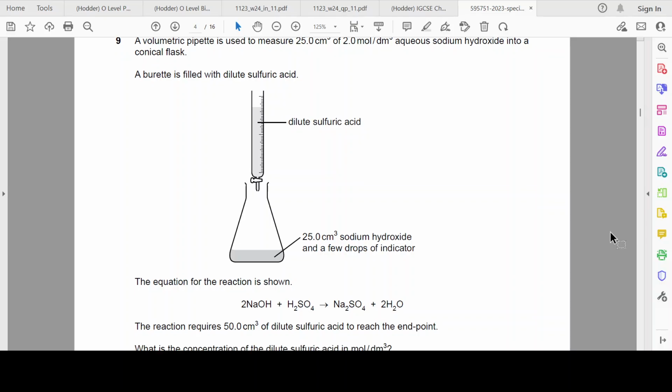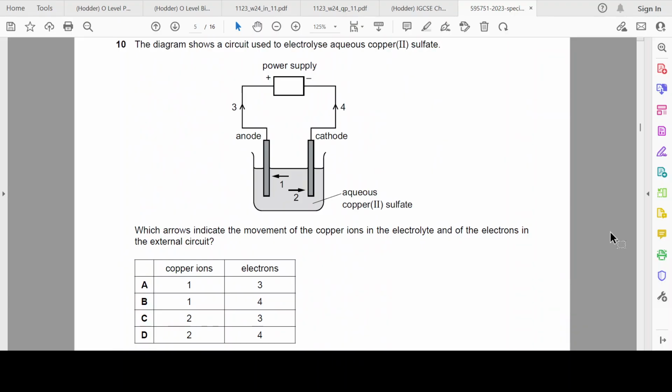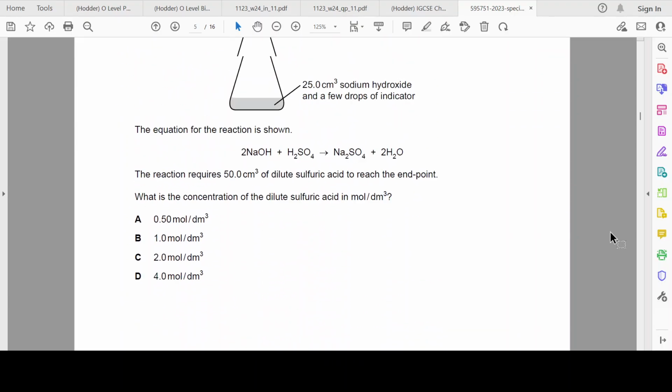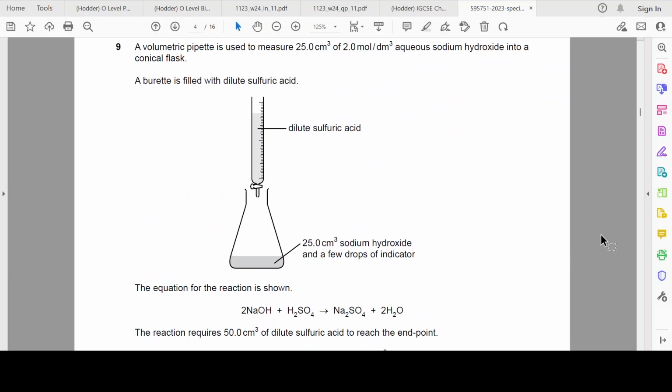Let's try to do at least up till question 10. That's a quarter of the paper. Electrolysis is coming up. Okay, so question 9. A volumetric pipette is used to measure 25 cm³ of 2 moles per dm³ aqueous sodium hydroxide into a conical flask.